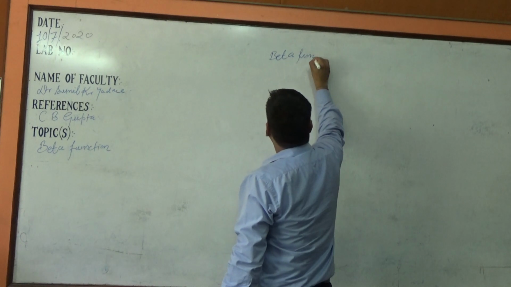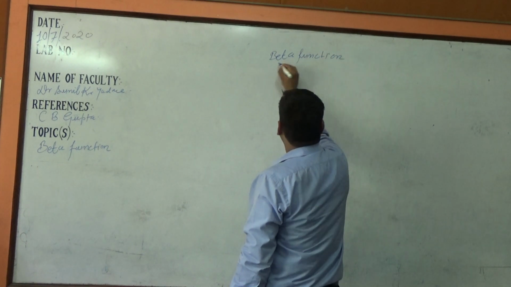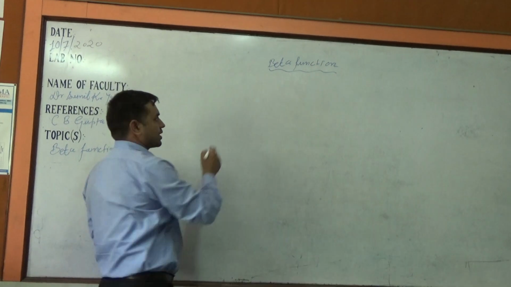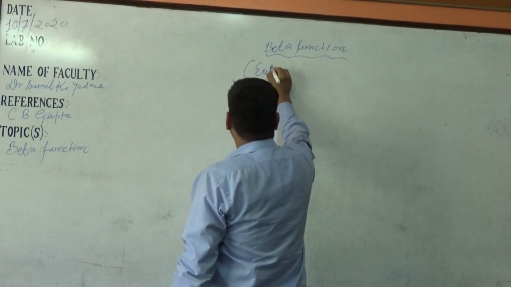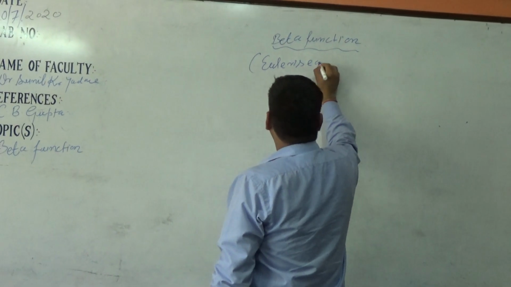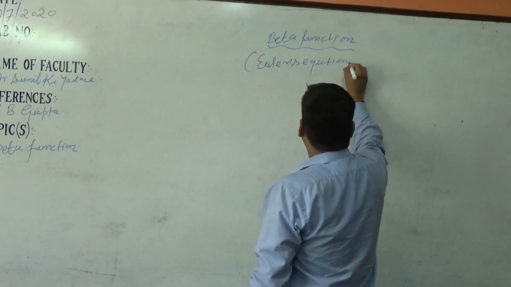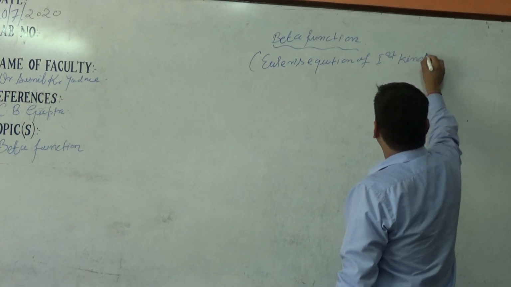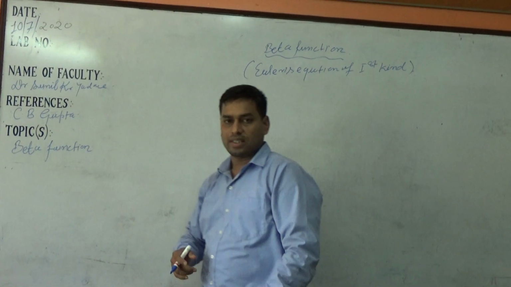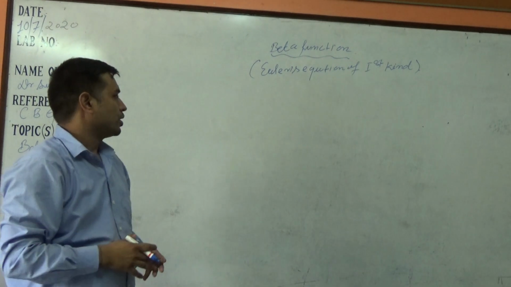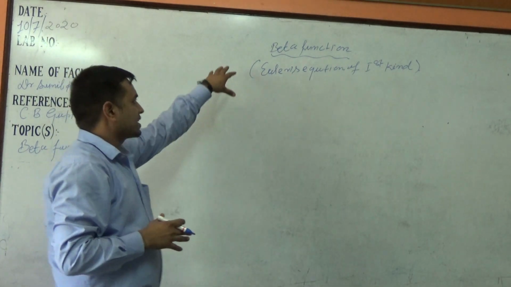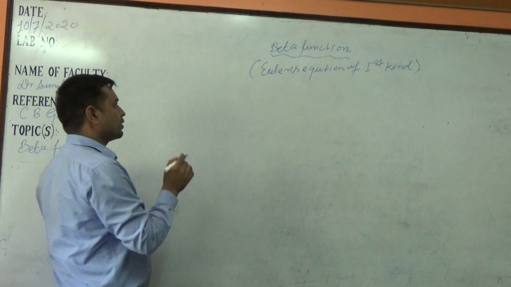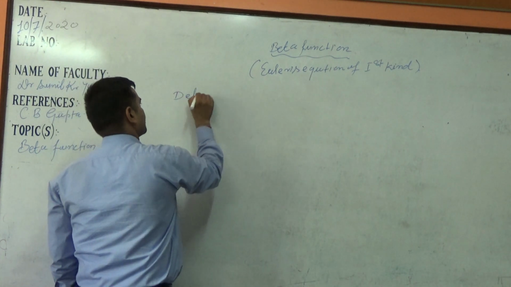Beta functions, which is also known as Euler's equation of first kind. So first of all, let us notice the definition of beta function.